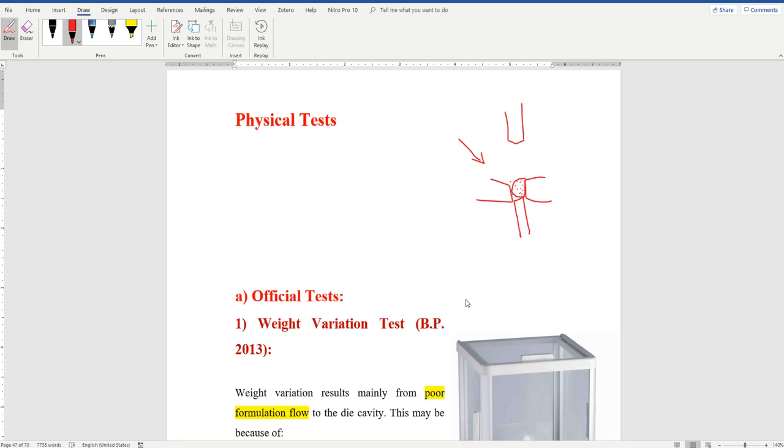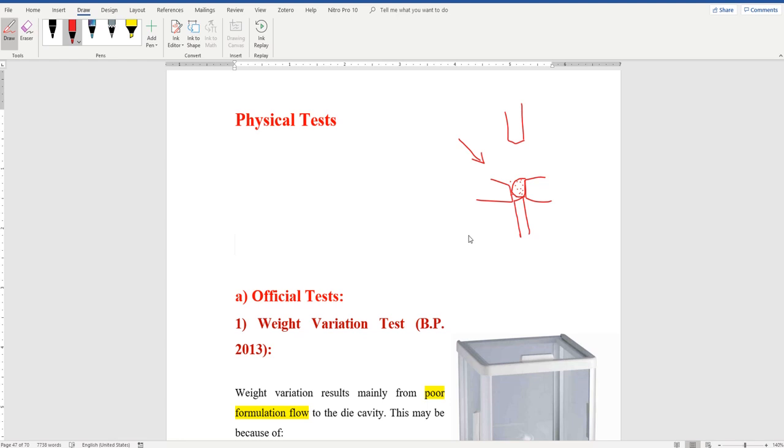Why can it cause poor flow? Because smaller granules can come between larger granules, causing an increase in contact areas between granules. When there is an increase in contact areas, there will be more friction, and this will cause poor flow.